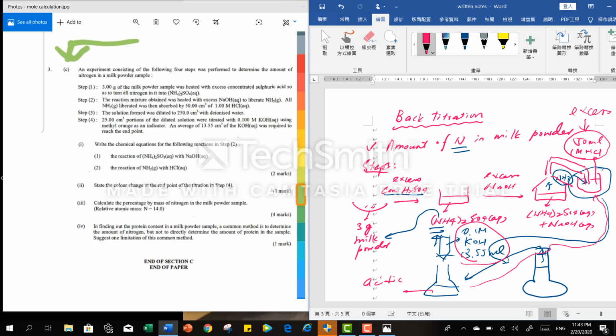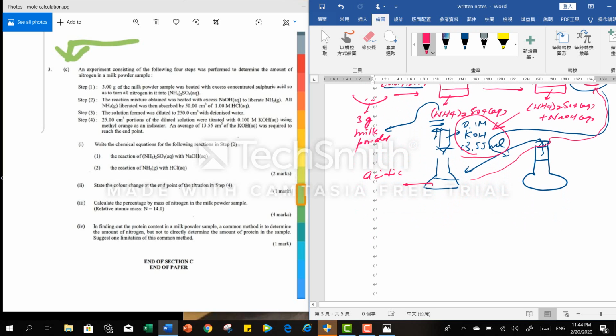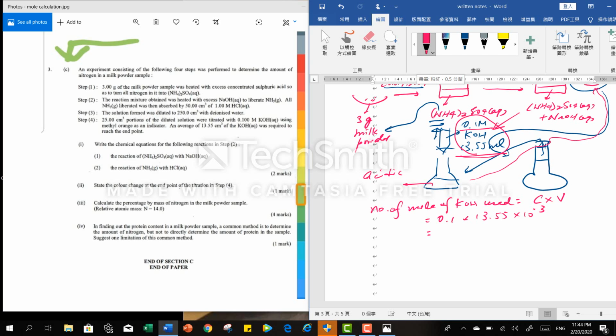So the first step is we have to work out this number of moles. We work out the number of moles of KOH used, which is concentration times volume, right? So it will be 0.1, and this one, remember, in dm cubed. So now I do it together with you. I didn't do it before, so I have to spend some time on the calculator.